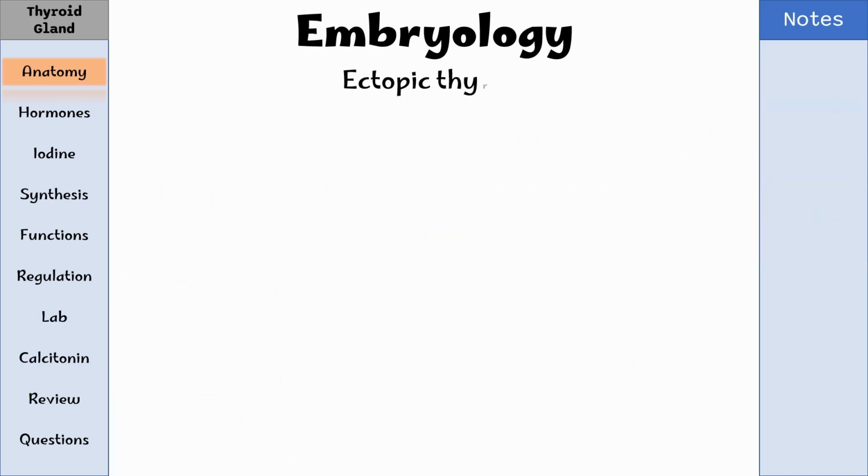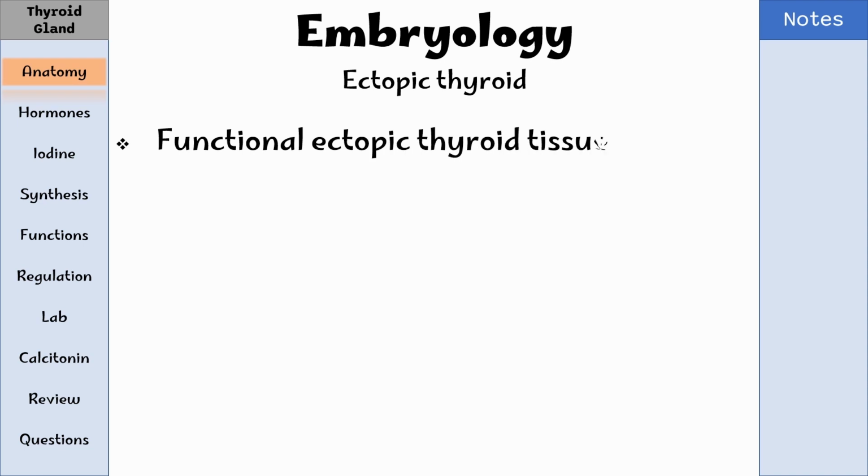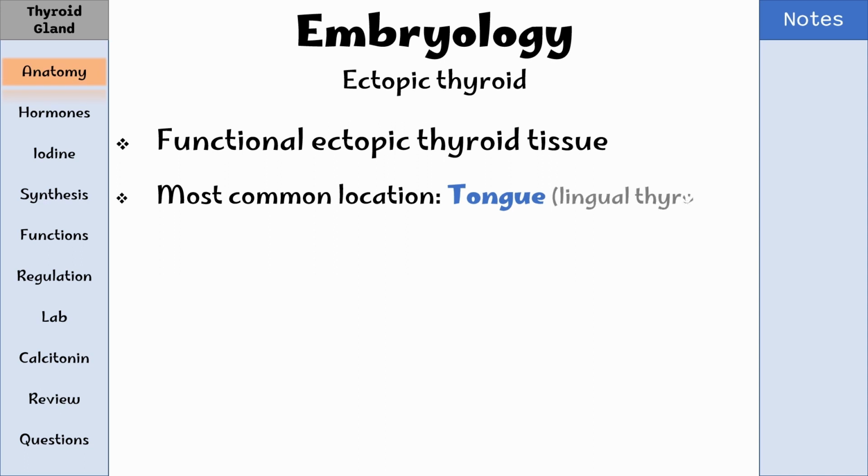Some people are born with ectopic thyroid, which is a functional thyroid tissue outside the thyroid gland. The most common ectopic thyroid tissue site is the tongue, and it is called lingual thyroid. If you understand the embryology of the thyroid gland, you can easily understand why it is the most common in the tongue. Basically, some thyroid tissue remains in the tongue and does not descend to the neck.